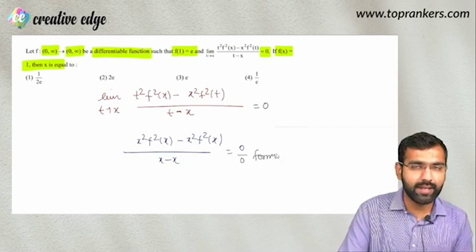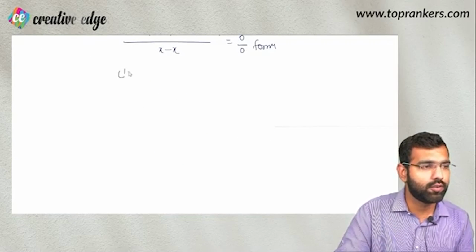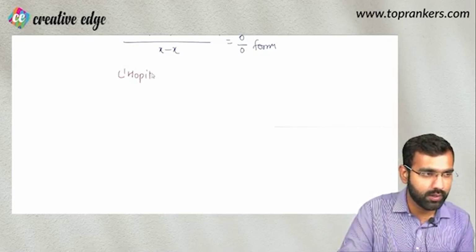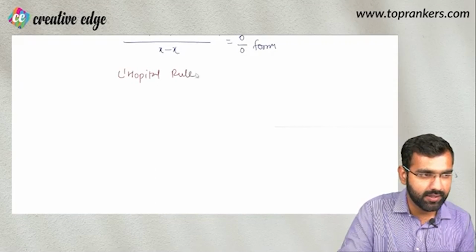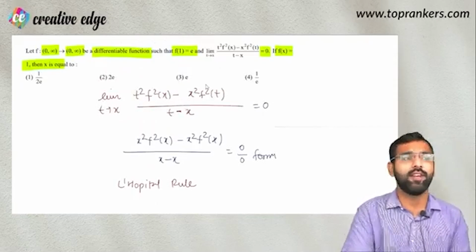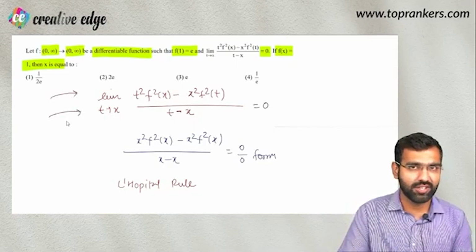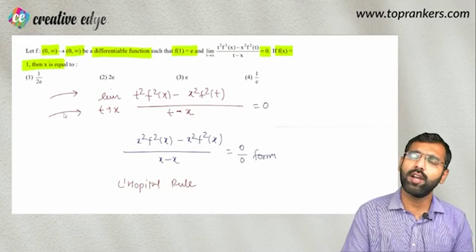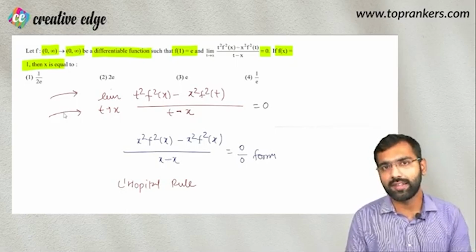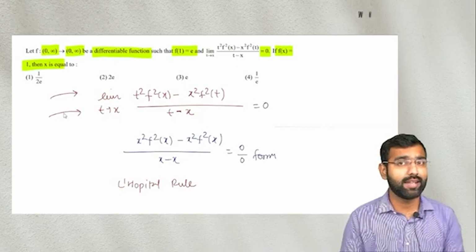I hope I need not tell you, as soon as you have a 0 by 0 form, what do you think of using is L'Hopital rule. Now what does L'Hopital rule say? Pay attention everyone. L'Hopital rule says कि अगर जब भी आपको 0 by 0 या infinity by infinity फॉर्म मिलती है, तो आप न्यूमरेटर को सेपरेटली और डिनोमिनेटर को सेपरेटली डिफरेंशिएट करिए और फिर लिमिट रखिए. और अगेन अगर आपको 0 by 0 इन्फिनिटी बाई इन्फिनिटी फॉर्म मिलती चली जाती है, तो तब तक डिफरेंशिएट करते जाइए न्यूमरेटर और डिनोमिनेटर को सेपरेटली. You will get the answer finally.